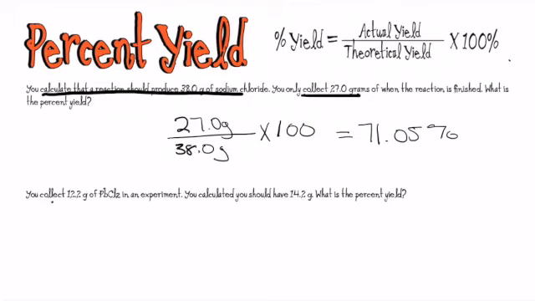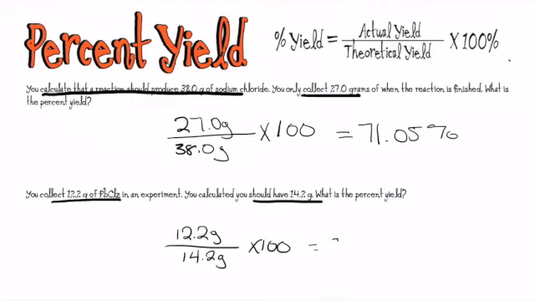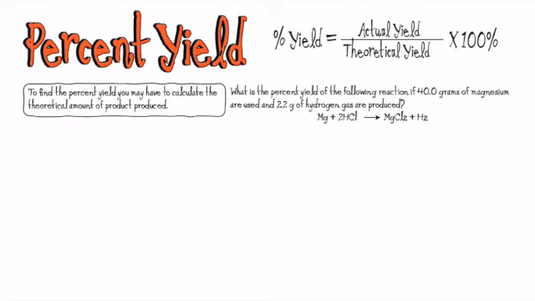Look at the next one. You collect 12.2 grams of lead chloride in an experiment. You calculate you should have had 14.2. So what is your percent yield? So our actual is 12.2 grams. The theoretical is 14.2 grams times 100. So your percent yield is 85.91%. So to find percent yield, you may have to calculate the theoretical amount of product that's produced.